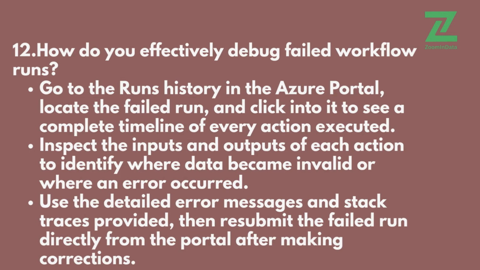How do you effectively debug failed workflow runs? Go to the runs history in the Azure portal, locate the failed run, and click into it to see a complete timeline of every action executed. Inspect the inputs and outputs of each action to identify where data became invalid or where an error occurred. Use the detailed error messages and stack traces provided, then resubmit the failed run directly from the portal after making corrections.